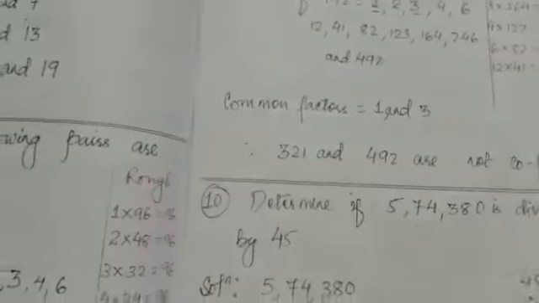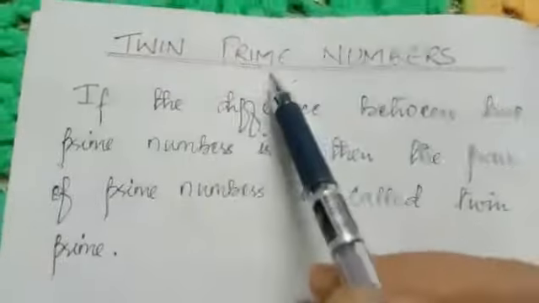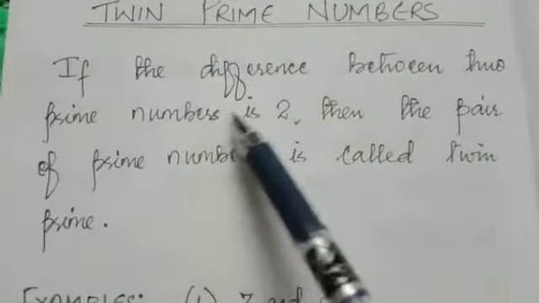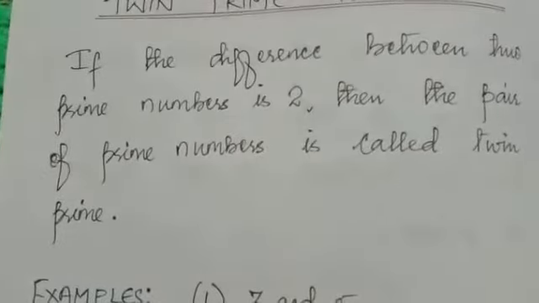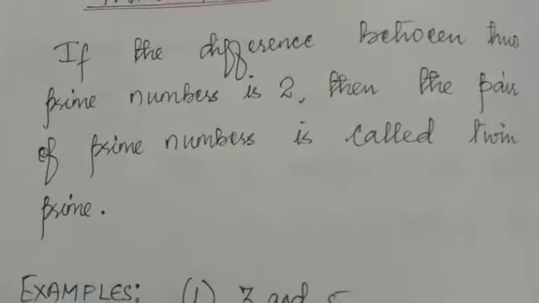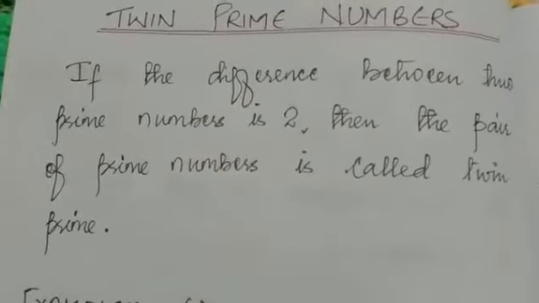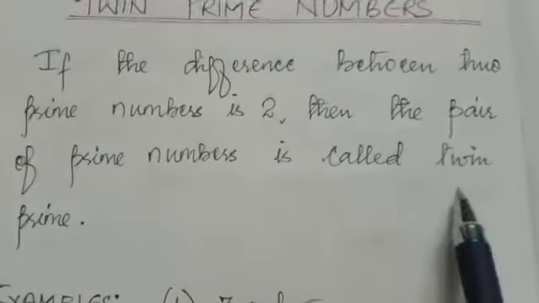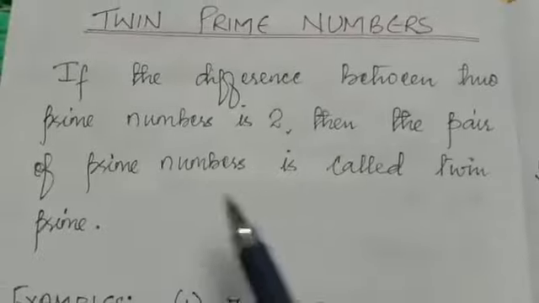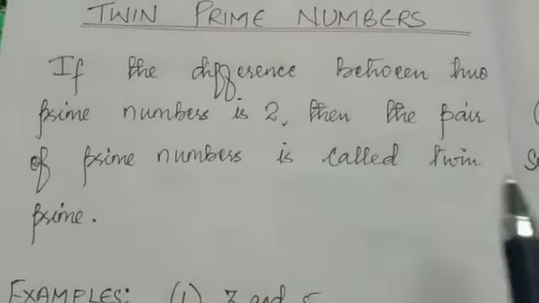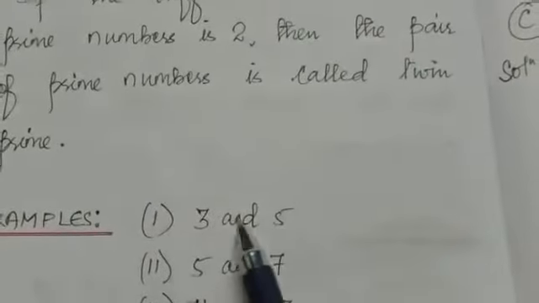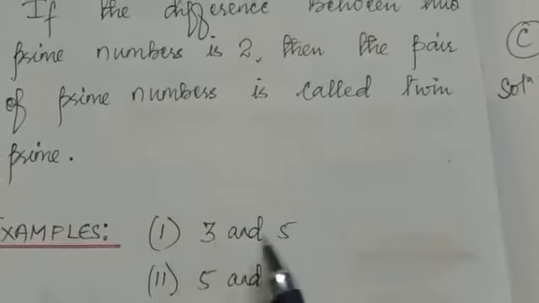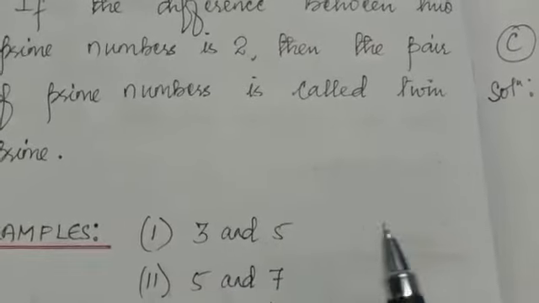Now next is twin prime numbers. If you find the difference between two prime numbers and the difference is 2, then the pair of prime numbers is called twin primes. Example, 3 and 5. 3 and 5 are prime numbers, and the difference is 2. 5 minus 3 is 2.